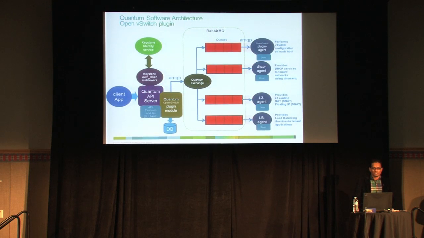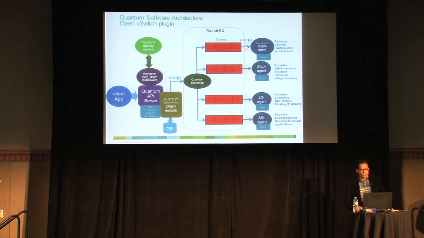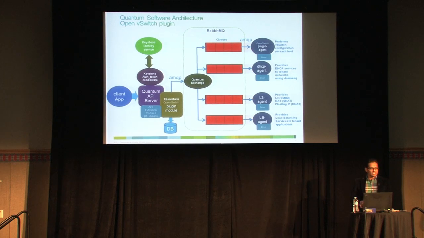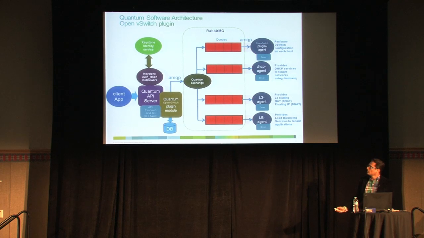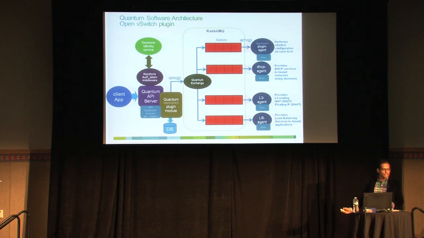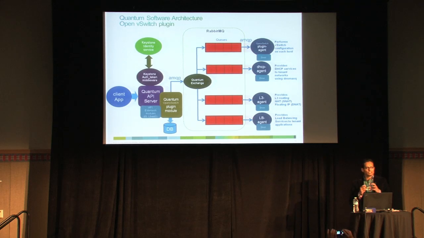Now, I've been playing around with the Quantum software architecture for some time. I got a chance to look at it deep down, and this is how it looks. So there are several components. It's not complex. You can see a Quantum API server. This is a server that exposes the front-end APIs to the client applications. And then when the client makes a call, the API server routes the client call to a back-end implementation, which is the plugin module. Okay, so far so good. And then the plugin module takes that request and converts it into a message, and then sends it to what you call RabbitMQ.